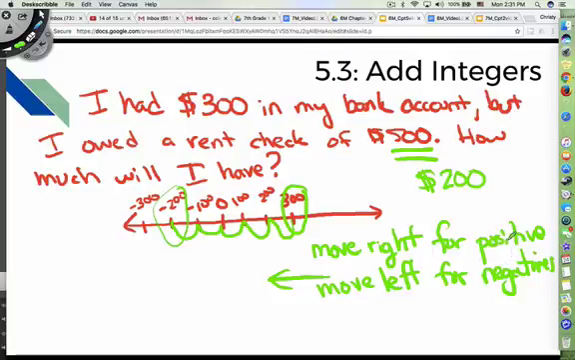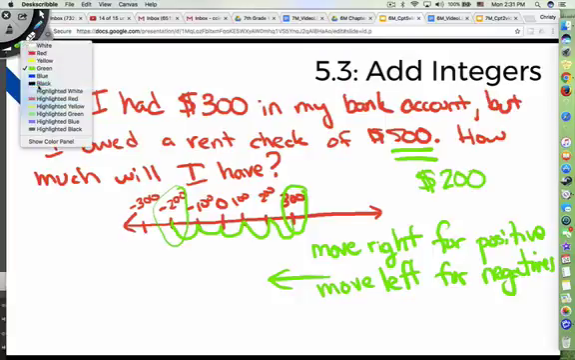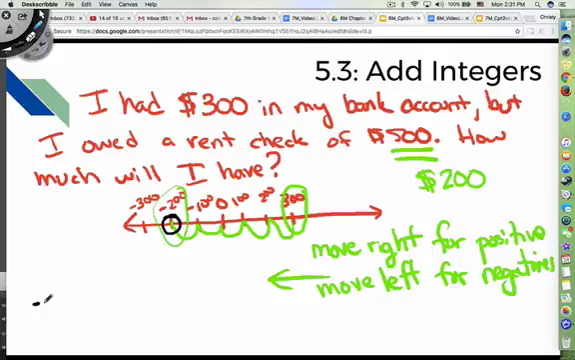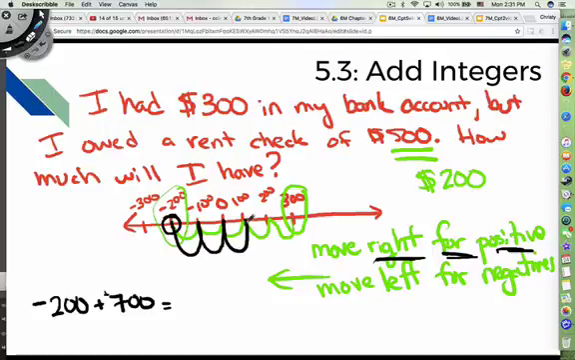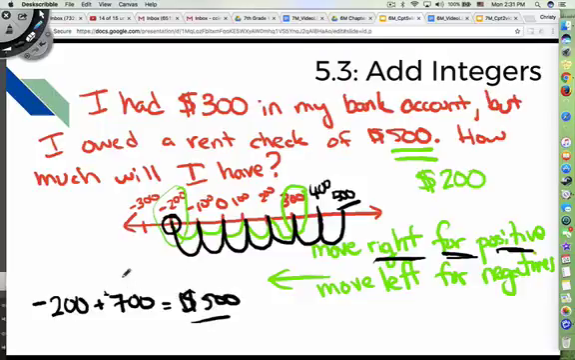Okay. Let's say that now I'm at negative 200, so let's add to this scenario. Now I'm at this negative 200 mark, but I get paid $700, and that's clearly a positive, right? So now I get to move right because I'm adding a positive number. 1, 2, 3, 4, 5, 6, 7. So if this was 300, this is 400, and this is 500. So now I have a $500 balance in my banking account.